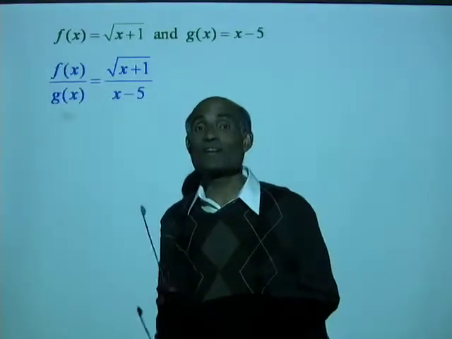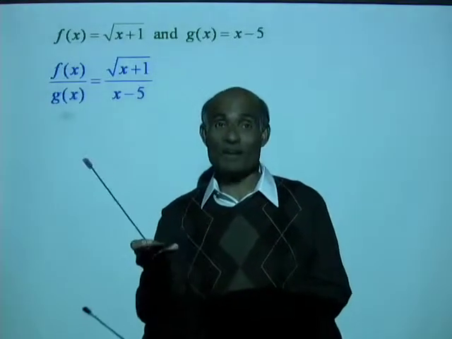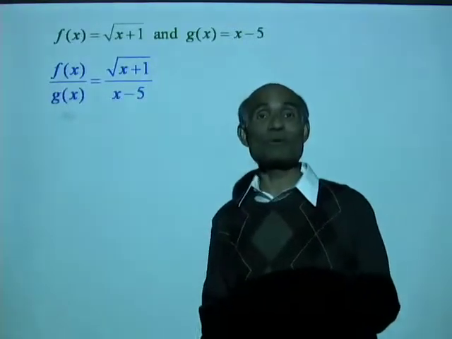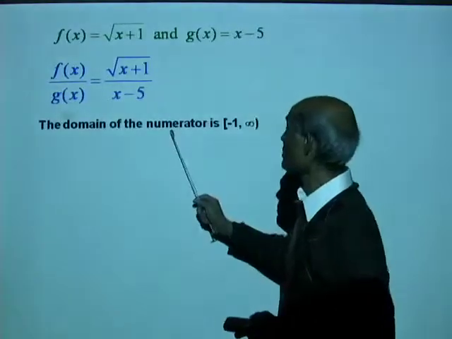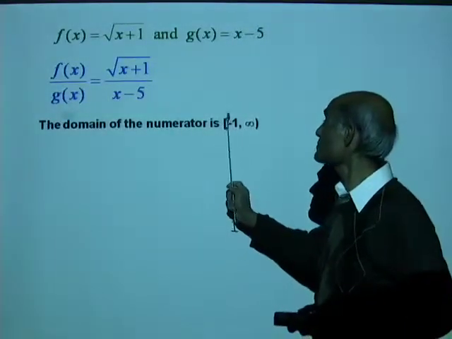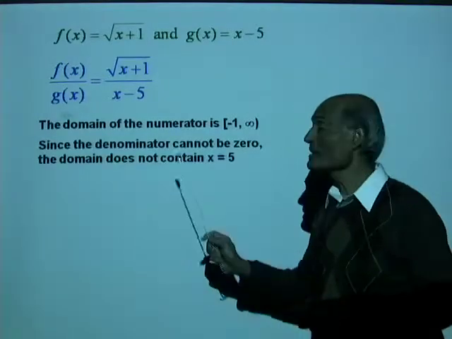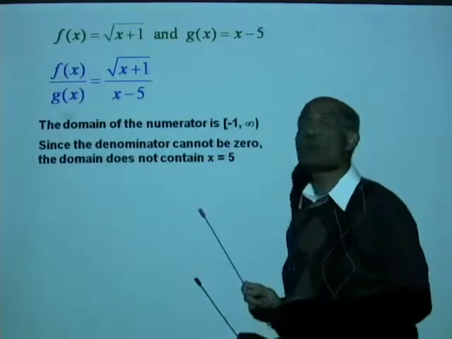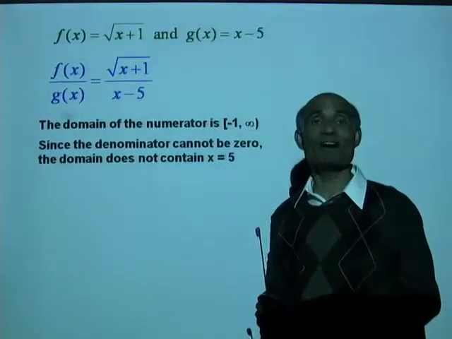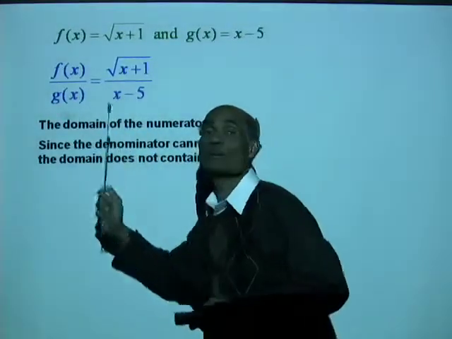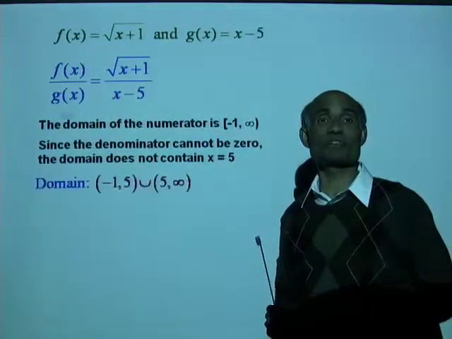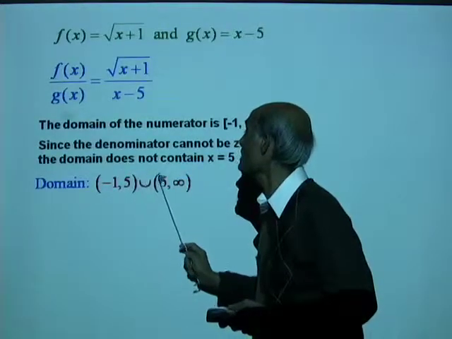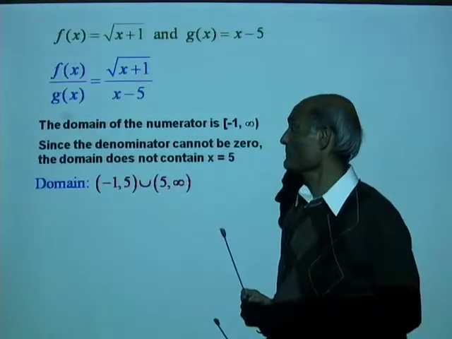The denominator cannot have x equal to 5, is that right? Well, x equal to 5 will make the denominator equal to 0. Alright, so the domain of the numerator is -1 to infinity, -1 included, and the denominator cannot be 0. That means the domain cannot contain x equal to 5. So, what is therefore the domain of f of x divided by g of x? It will be -1 to 5 union 5 to infinity.